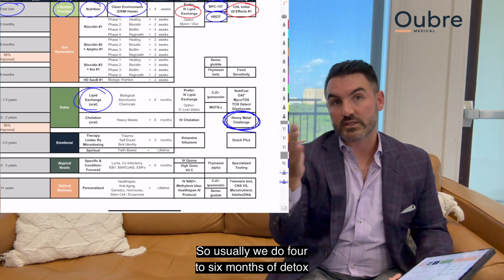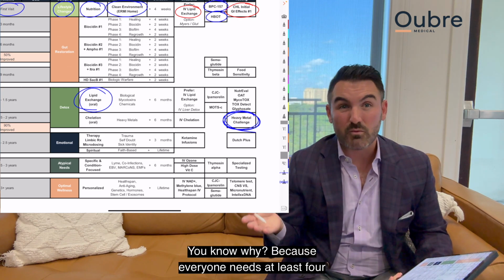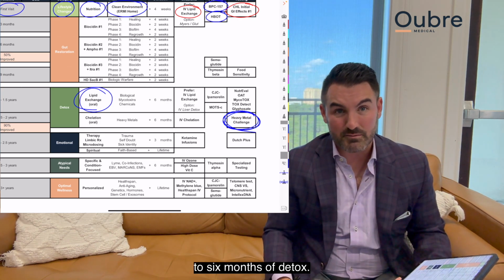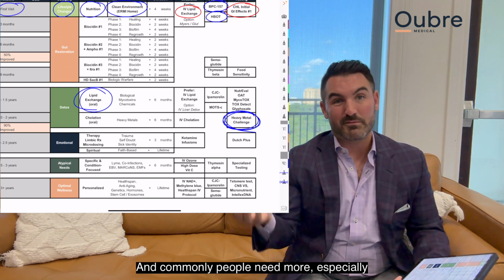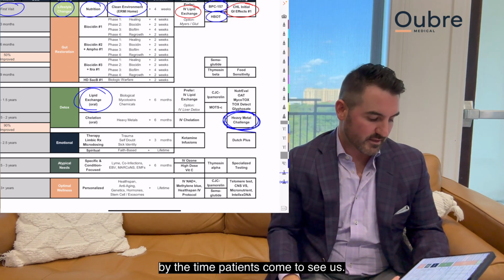So usually we do 4 to 6 months of detox before we ever do the test. You know why? Because everyone needs at least 4 to 6 months of detox. Then we do the test to see how much is left over, and commonly people need more, especially by the time patients come to see us.